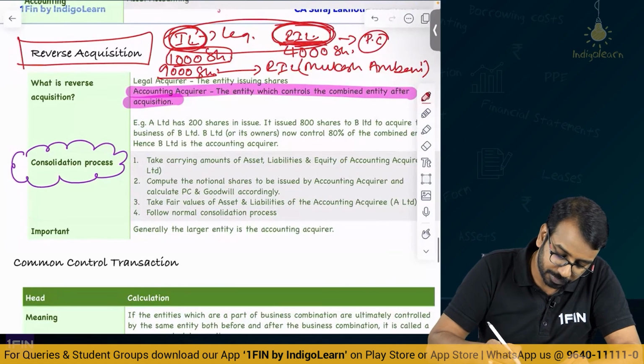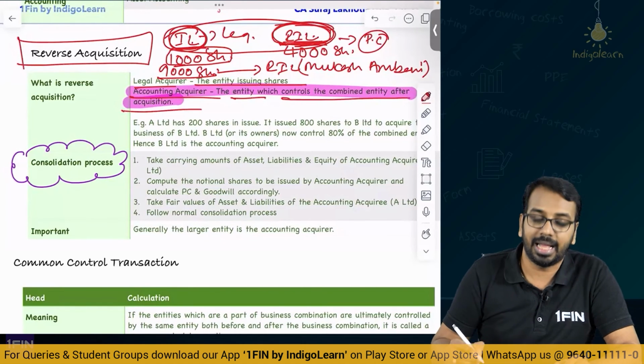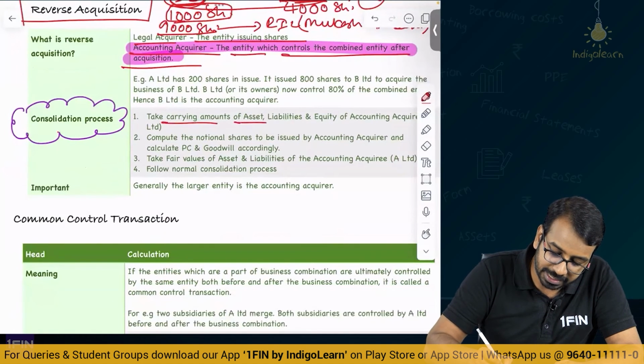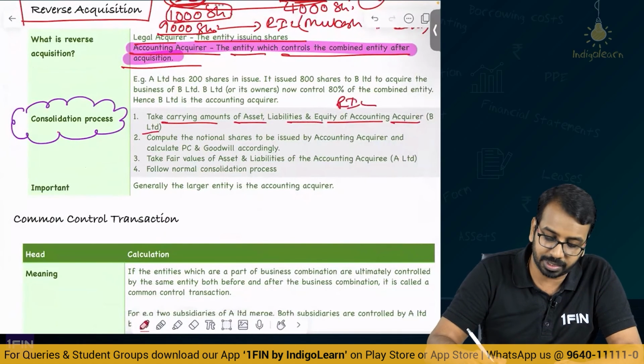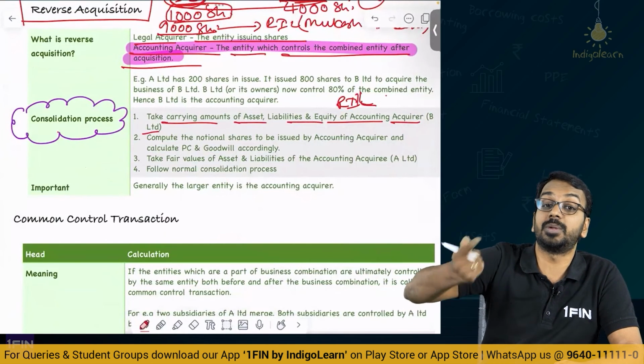So the legal acquirer is the entity issuing the shares, but the accounting acquirer is the entity which controls the combined entity after the acquisition. What is the consolidation process? You will take the carrying amount of assets, liabilities and equity of the accounting acquirer. Now the accounting acquirer here is Reliance Limited, or the one which has been legally acquired.